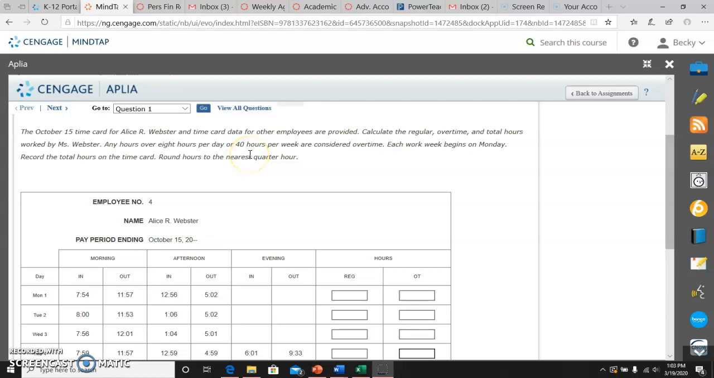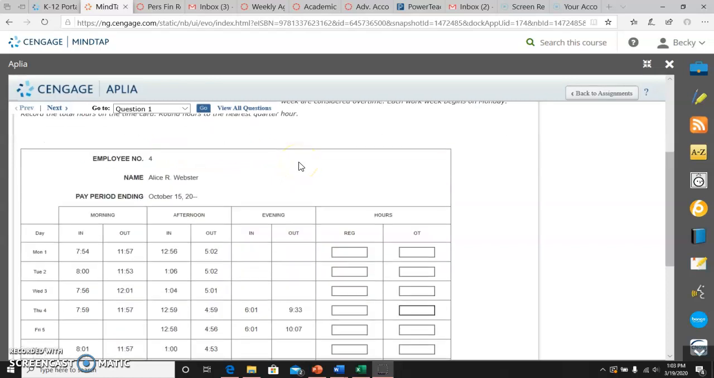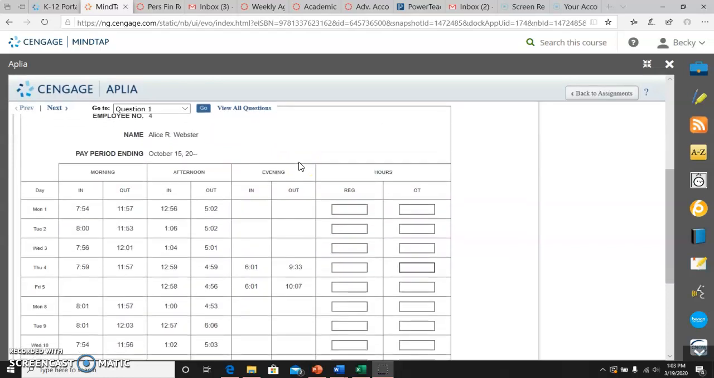Any hours over 8 per day or 40 per week are overtime. Each work week begins on Monday. It says all the hours are on this time card, and round hours to the nearest quarter of an hour. So 8, 8:15, 9, 9:15. So I'm just going to go through by day.